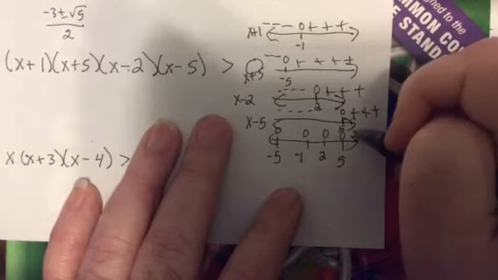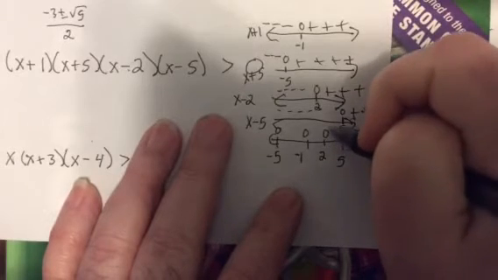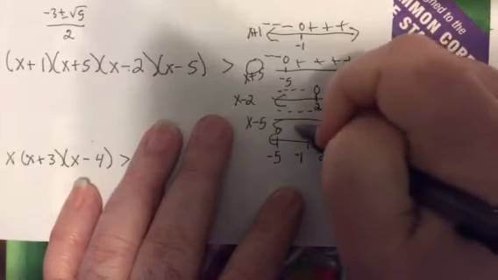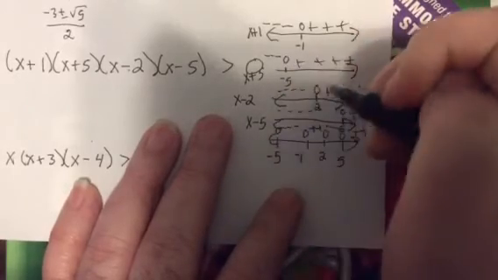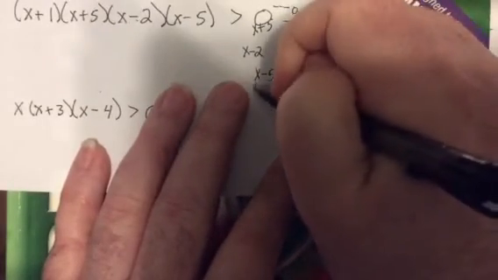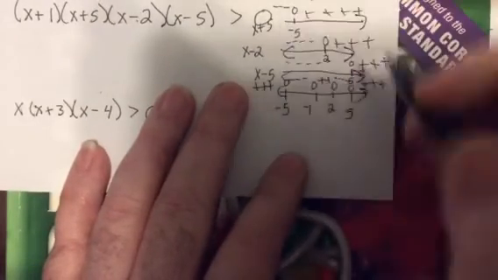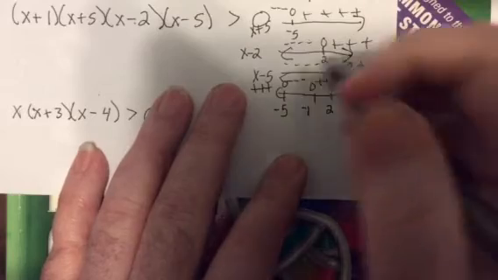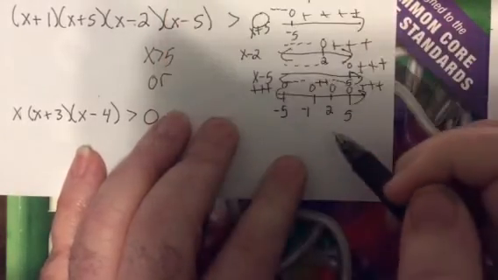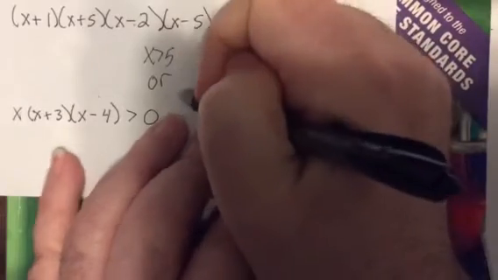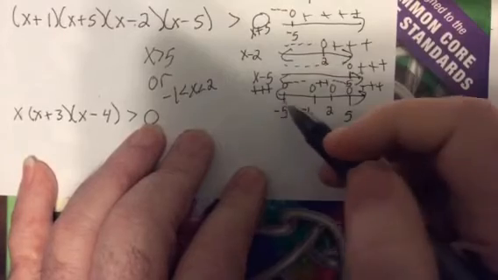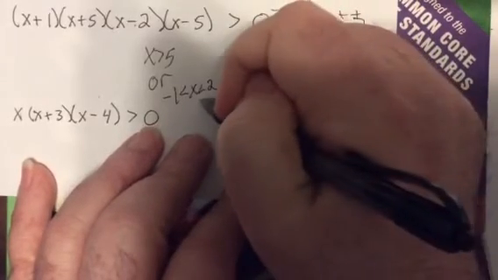Now it's all positive, so it's positive. Now this isn't always true. It just happens to be for the examples that we go positive, negative, positive, negative. So that'd be plus, and I want all the ones greater than 0, so it'd be greater than 5, or between negative 1 and 2, or less than negative 5.